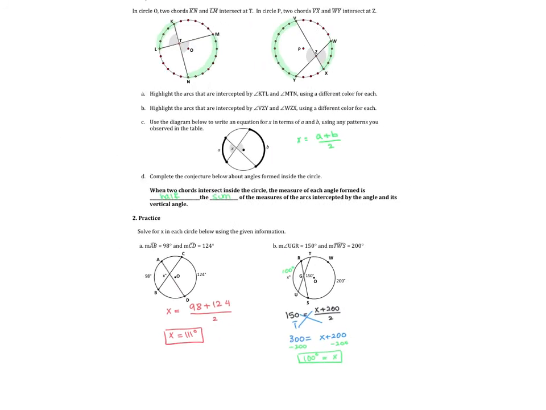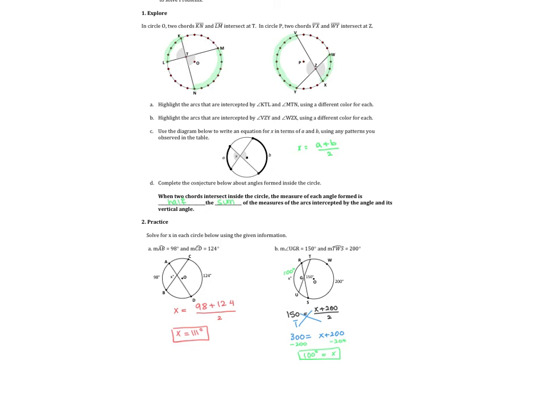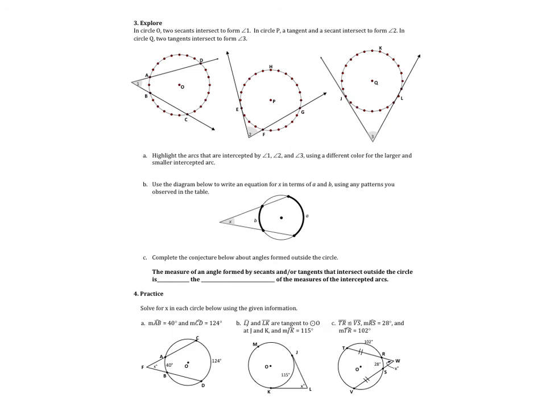So the first rule that we learned is that when you have two chords that intersect inside the circle, then the angle formed equals half the sum of the intercepted arcs. Now the second rule: if you have two secants, or maybe a tangent and a secant, or maybe two tangents, the angle formed outside of the circle is equal to half the difference. So you subtract those two arcs and then you divide by 2.